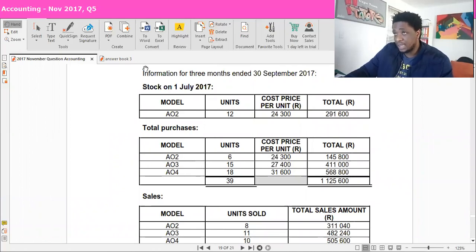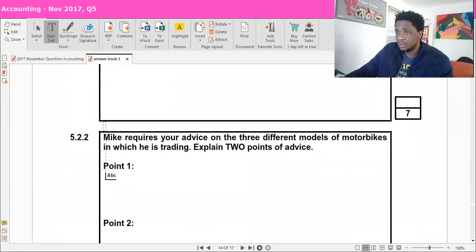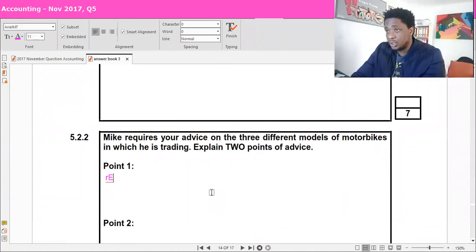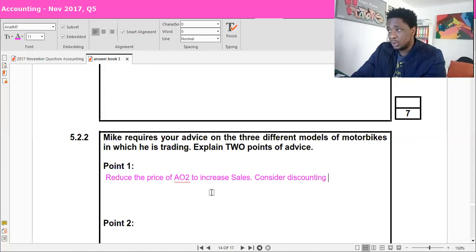So the first point of advice that I picked up, I would say, reduce the price of AO2 to increase sales, and then also consider discontinuing the line because it is the least selling while it is the cheapest.